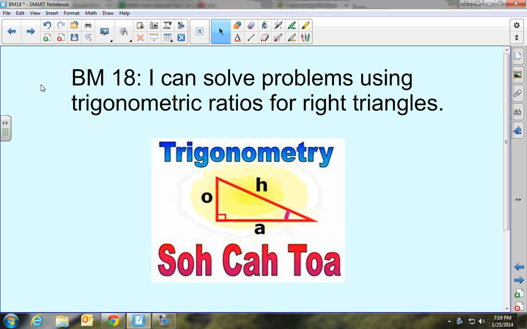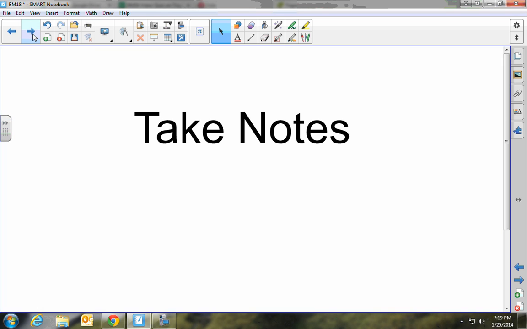So, here we go. We're going to be starting with benchmark 18. I can solve problems using trigonometric ratios for right triangles. So we're still going to be working with right triangles, and you're probably looking down here at this weird word wondering, oh my gosh, what is that? Well, I'm going to get into that in just a moment, and you'll see how helpful this word will be.